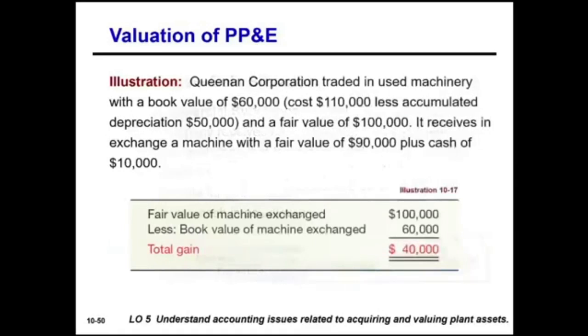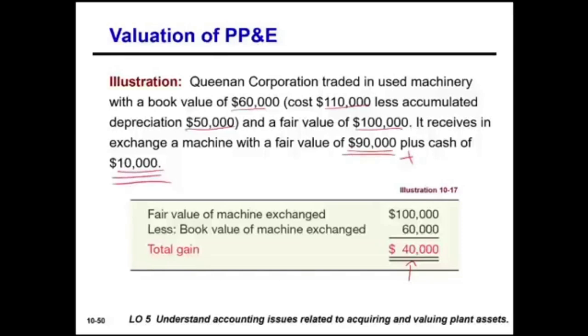So we have this corporation that traded in a used machinery with a book value of 60,000. So the book value is 60. Cost is 110 less accumulated depreciation. 110 minus 50 is 60,000, and a fair value of 100,000. Well, the fair value is greater than the book value. We have $40,000 of gain. Here we go, 100 minus 60. It receives in exchange a machine with a fair value of 90,000 plus we received cash.